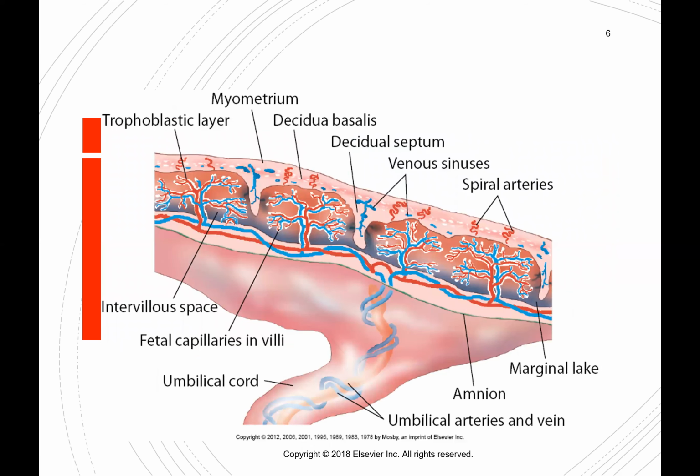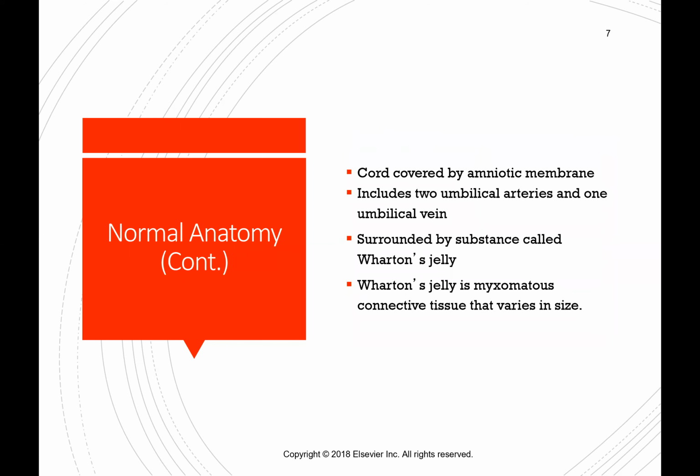This is a little bit about the umbilical cord. And you can see all the vessels that are very important through the myometrium, through the placenta, into the cord. The cord is covered by amniotic membrane, and it includes two umbilical arteries and one umbilical vein. And I want you to know that. That's very important. It's surrounded by a substance called Wharton's jelly. That's another thing that I want you to know.